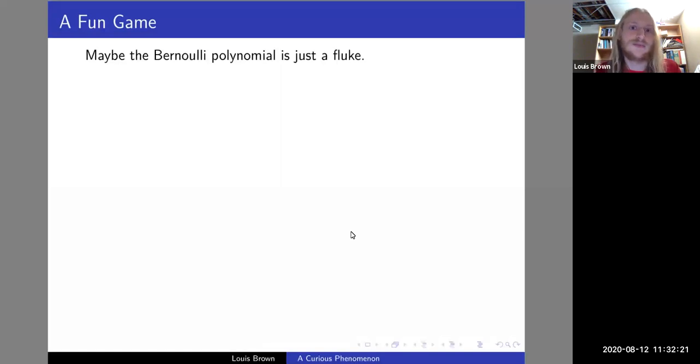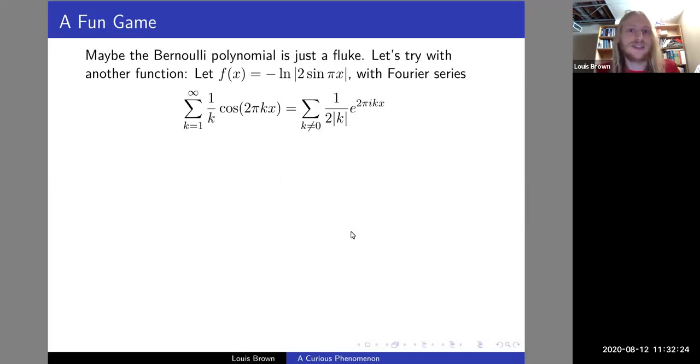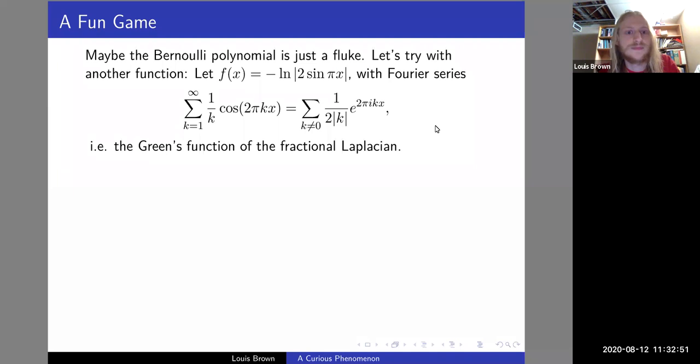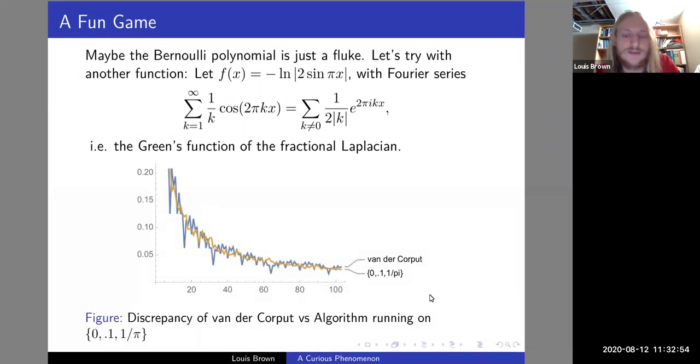So maybe the Bernoulli polynomial is just a fluke. Let's try it with another function. This time we'll use f of x is minus the log of 2 sine pi x, which has Fourier series sum of 1 over k cosine 2 pi kx, or in complex terms, we have 1 over 2 absolute value of k e to the 2 pi i kx. So this is just the Green's function of the fractional Laplacian. We still get the same picture. So it doesn't actually matter what function we use, we're still going to get this really nice discrepancy curve that goes right next to van der Corput.